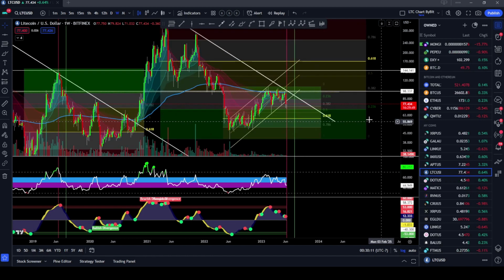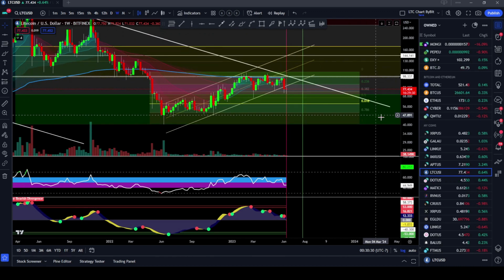break out of this resistance line, the white resistance line here, which it doesn't look like we're going to do. We kept getting resistance at the 200 weekly EMA, which is the blue line here. You can see we hit it once, hit it twice, hit it a third time, and then we fell.